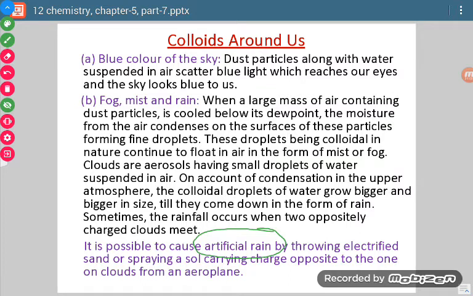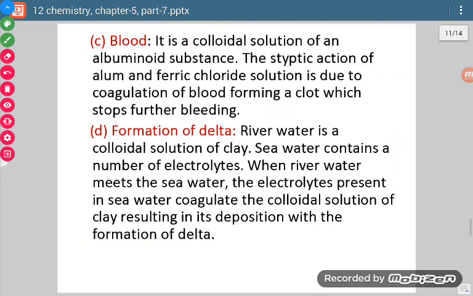So if we spray a sol carrying charge opposite to that of the charge on the cloud, from where do we have to throw it? We have to go above the clouds, and then throw it on the clouds. That particular electrolyte will neutralize the dispersed phase particles in the cloud, and they will fall as rain, and this will be termed artificial rain.